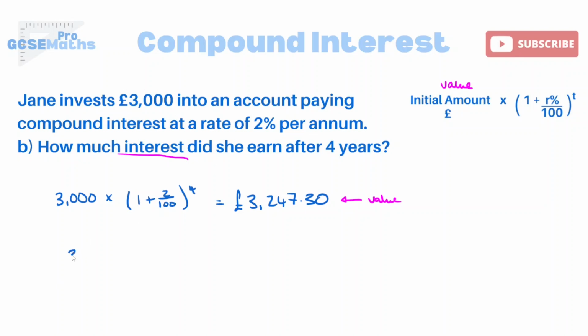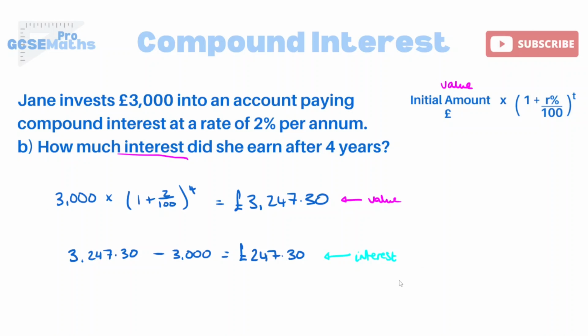So we're going to do 3,247.30. You can probably see the answer from here, but just for the sake of getting the working out marks, write it down. Minus 3,000, which was our initial amount. Obviously, that's going to leave you with £247.30. That is the interest across all 4 years, all added together. That's what Jane earned in terms of interest.